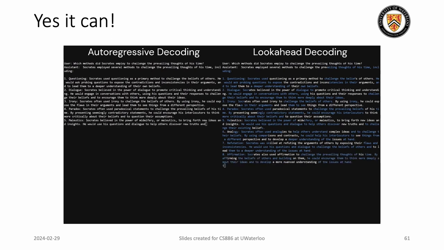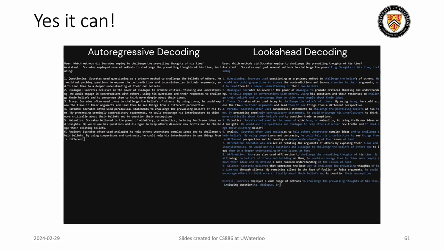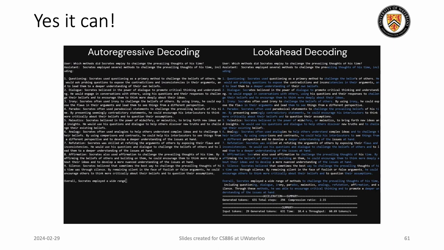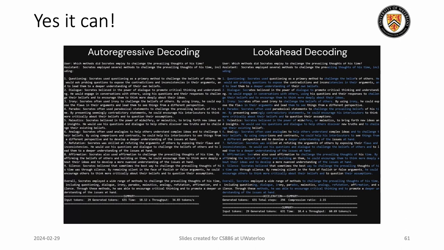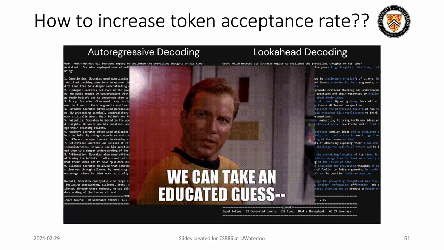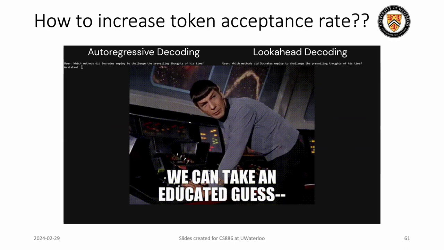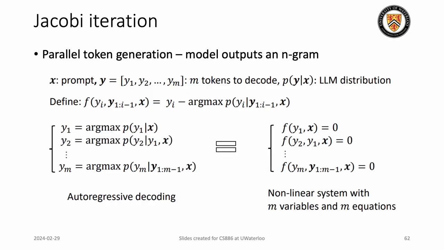And how do we take better guesses is the question we are trying to answer. So we are trying to essentially improve the token acceptance rate. If your draft model spits out five different tokens, and then all of them essentially get discarded because the main model says this is not what I want, it's wasted compute. So we want to improve the acceptance rate. And with that, one of the techniques is Jacobi iteration.